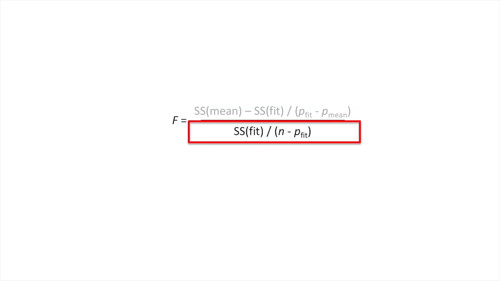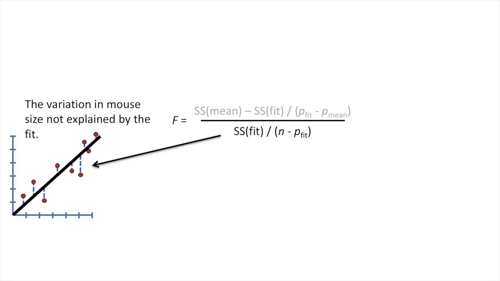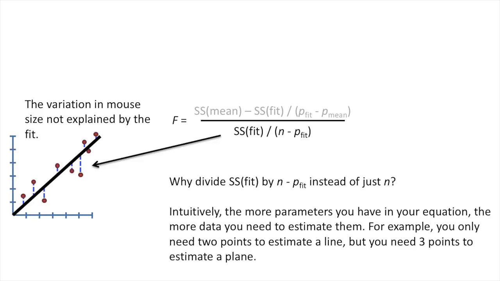Now let's talk about the denominator for our equation for f. The denominator is the variation in mouse size not explained by the Pfit. That is to say, it's the sum of squares of the residuals that remain after we fit our new line to the data. Why divide the sum of squares Pfit by n minus Pfit instead of just n?